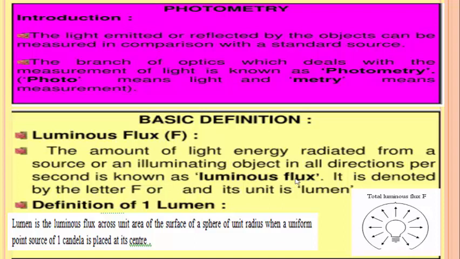The definition of lumen is the luminous flux across unit area of the surface of a sphere of unit radius when a uniform point source of one candela is placed at its center.